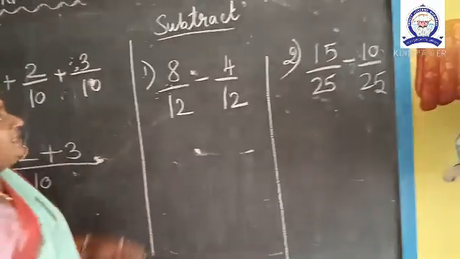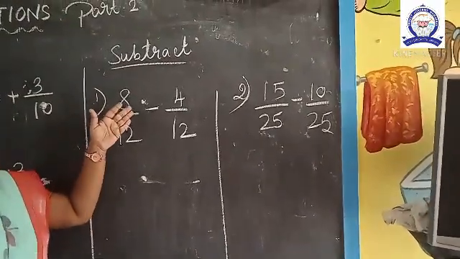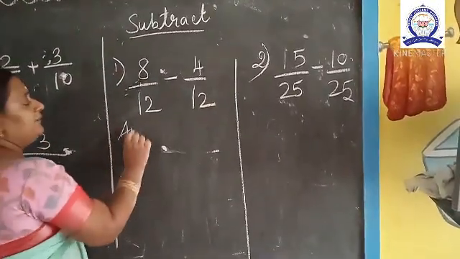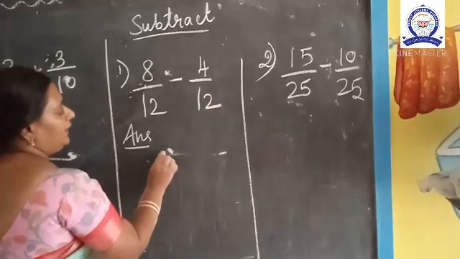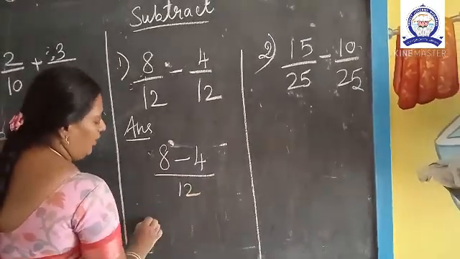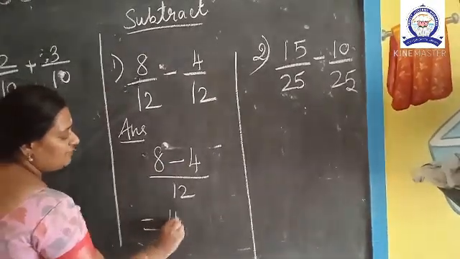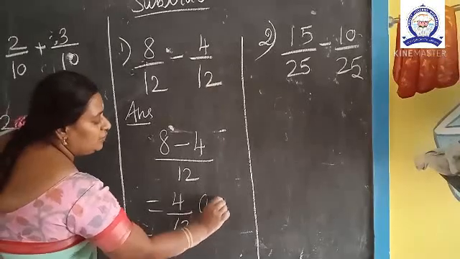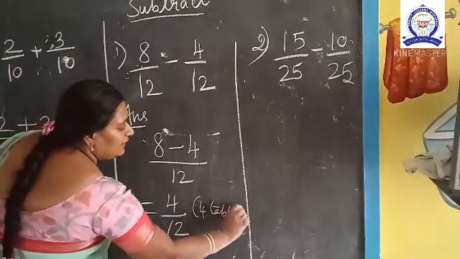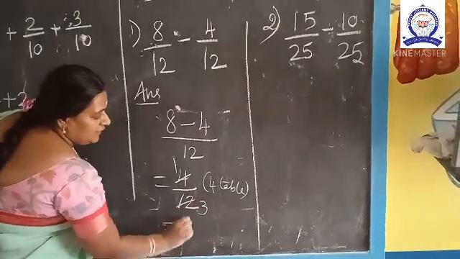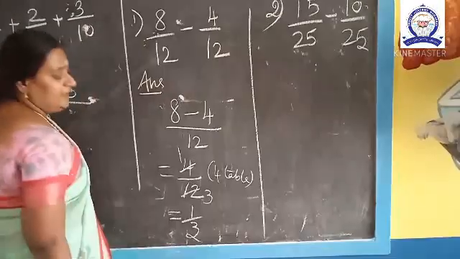Similarly, subtraction. In subtraction, same procedure is followed. Okay, listen. You subtract the numerator, 8 minus 4, whole divided by 12. Keep the denominator same. So 8 minus 4 is 4 divided by 12. Now using 4 table we can cut. So 4 1s are 4, 4 3s are 12. That is equal to 1 by 3 is your answer.